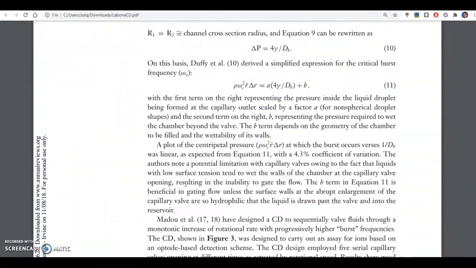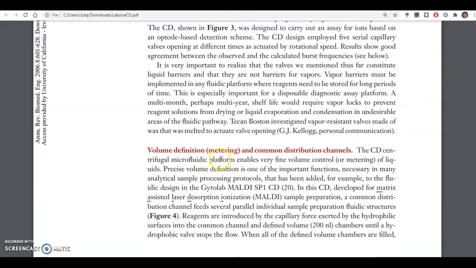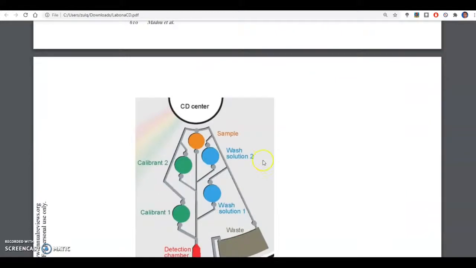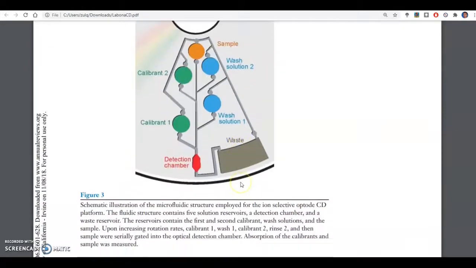What else can you do with a CD? Yes, you can do metering. Metering means you know how much it is. For example, going back to our blood example just now, you can actually measure how many anemic cells are in your blood. So you can do that with a CD on a chip, lab on a CD.